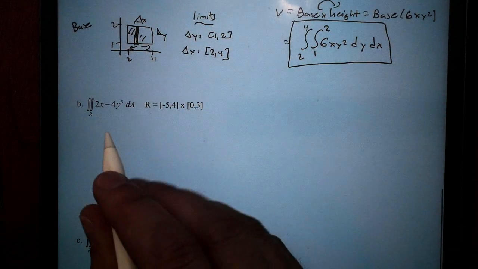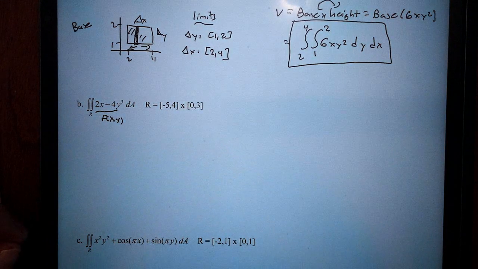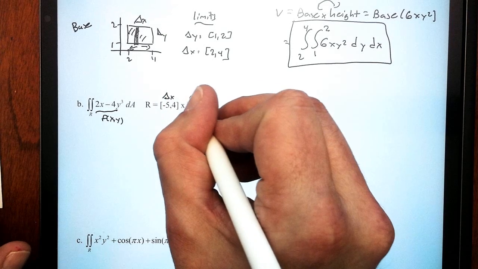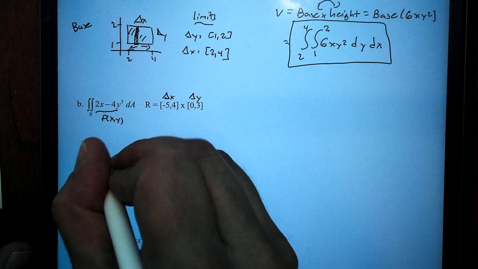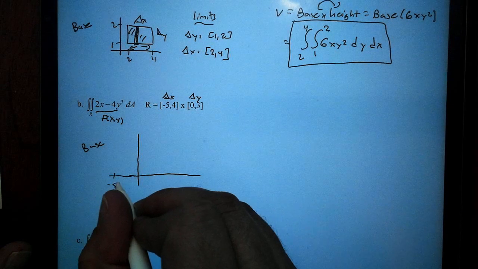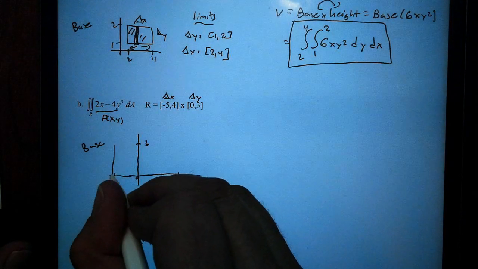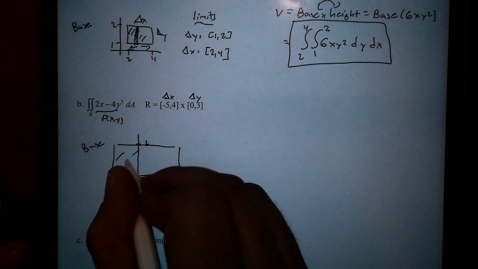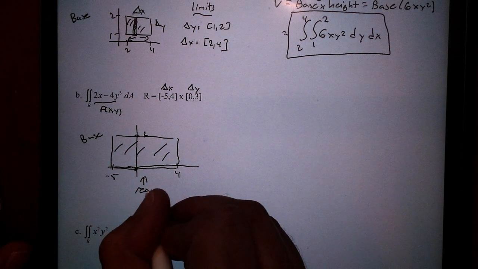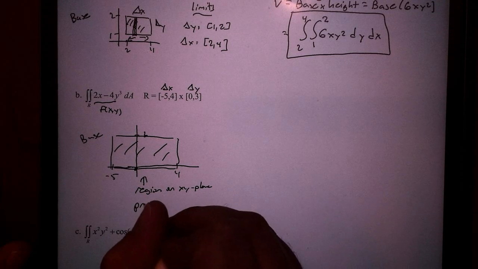So looking at the next one here, again, here's our function, f of x, y. Here's my base. There's my delta x, my delta y. So if I look at the base of the region, my x's are going to go from -5 to 4, and my y's are going from 0 to 3. So I have this rectangle. This is the region on the xy plane projected to the surface of f of x, y.